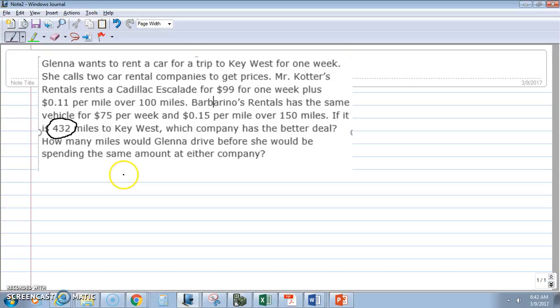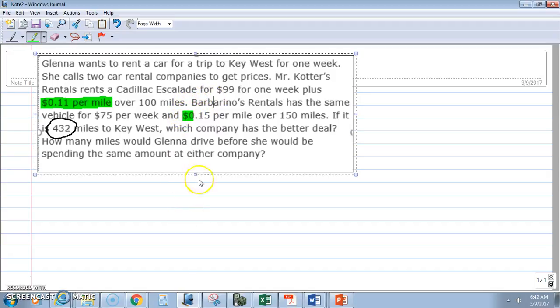So you're going to want to create some equations first. And if you remember, let me get my highlighter here, that per mile, there's going to be your constant rate of change, right? Your average or your slope as we know it for one car company, and 15 cents per mile is going to be your slope for the other car company.